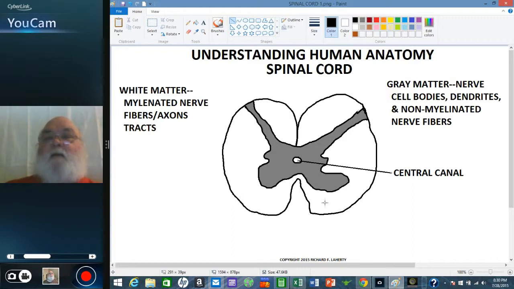I'm going to stop this discussion at this point, and we'll pick up in the next one with more detail on the structure of the spinal cord. Thank you for your attention.